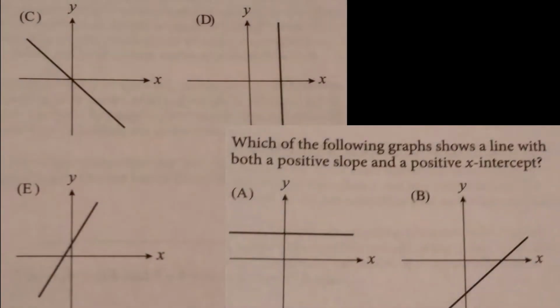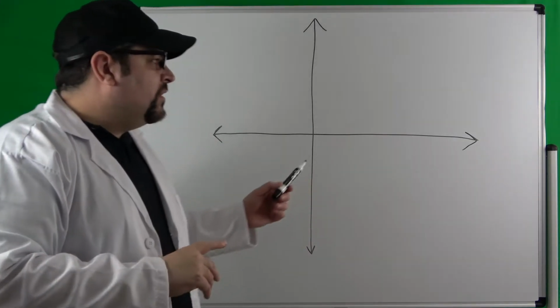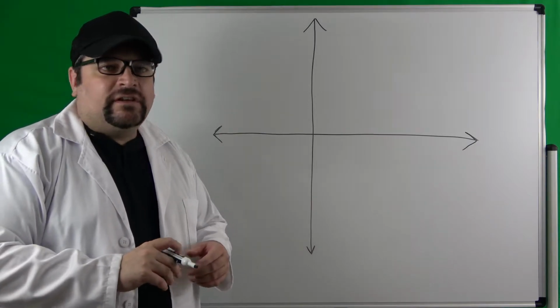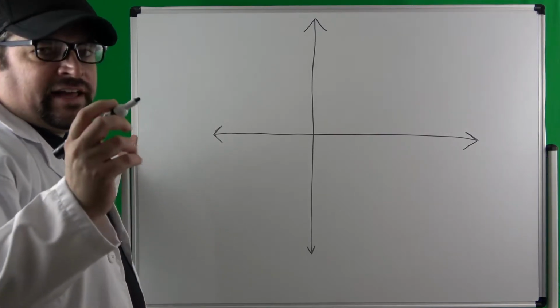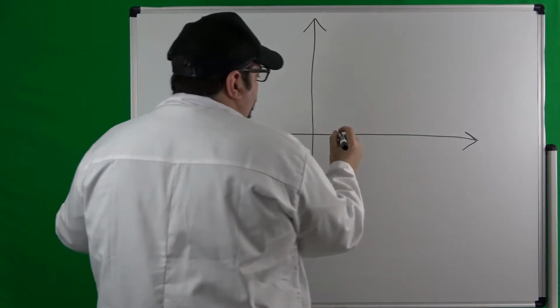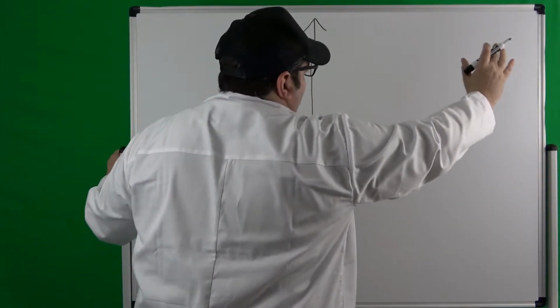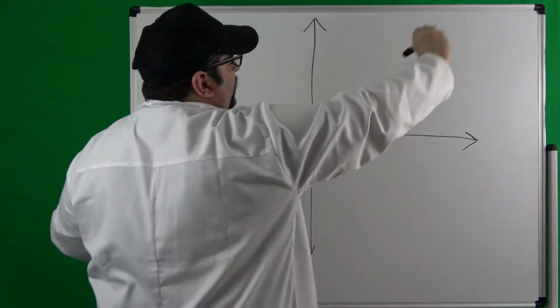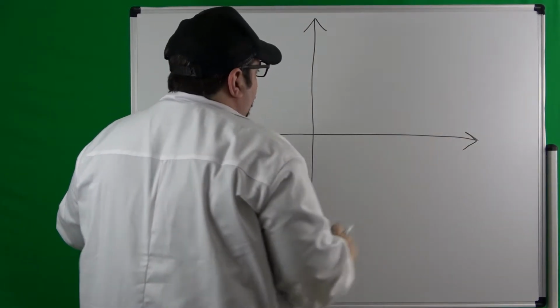Which of the following graphs shows a line with both a positive slope and a positive x-intercept? Okay, so this one is just asking us to look at the graphs, and you have to remember the basic concepts, like when the slope of a linear equation is positive, that just means going left to right, the line is going to be going up. Doesn't have to be way up, it can just be slightly.